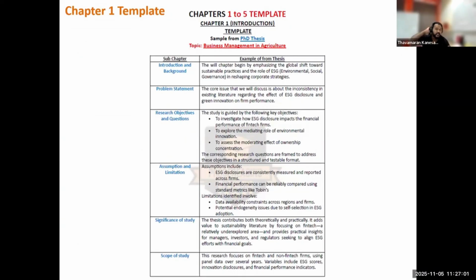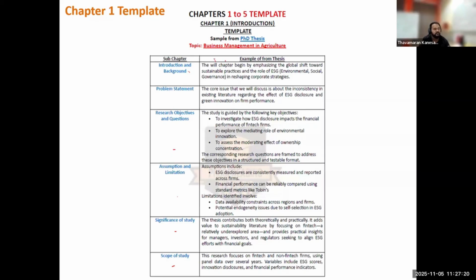Okay, so these are all the templates that you guys can download from my Telegram group. It's already there, Chapters 1 to 5. All right. So again, this is the satellite view of the templates. So these are the things you need to have in a thesis, and this is how you build your story.